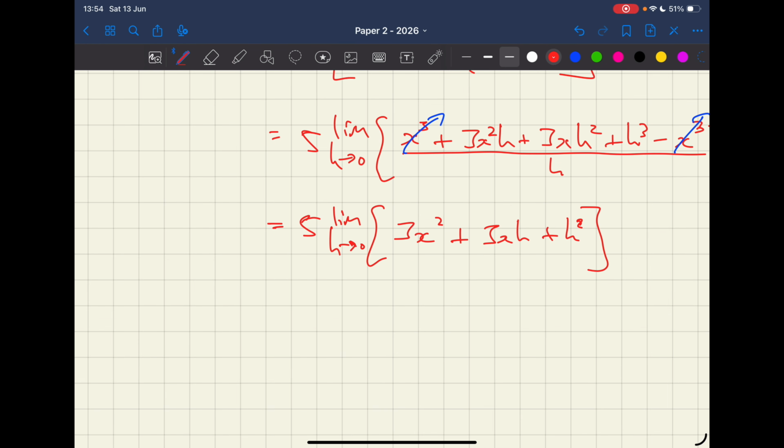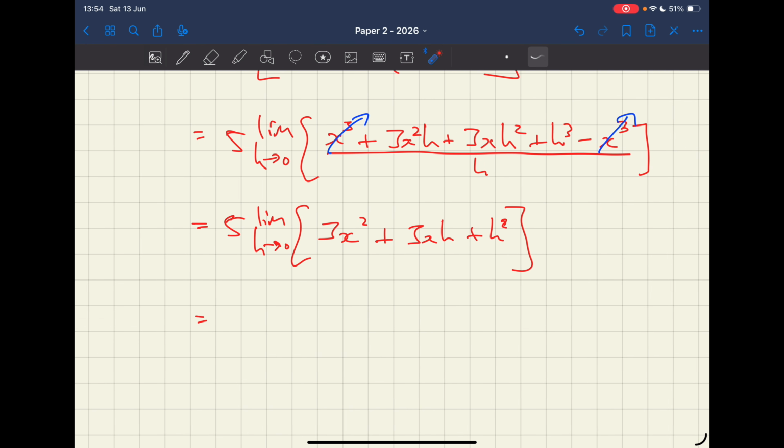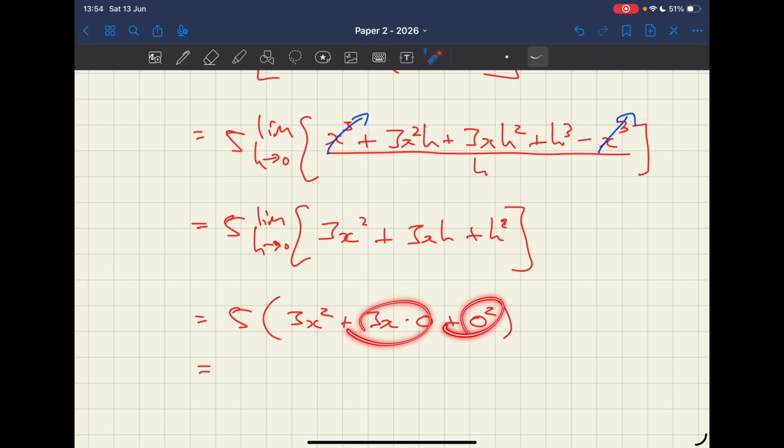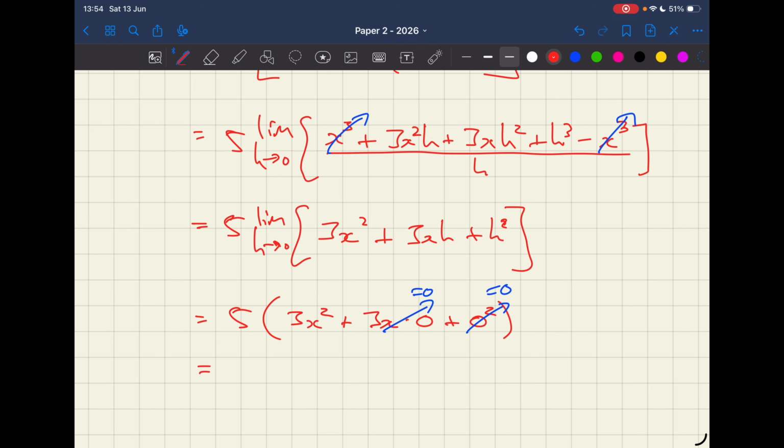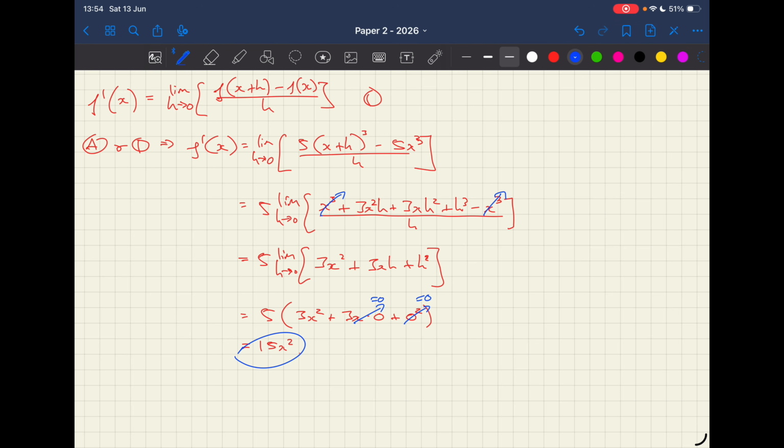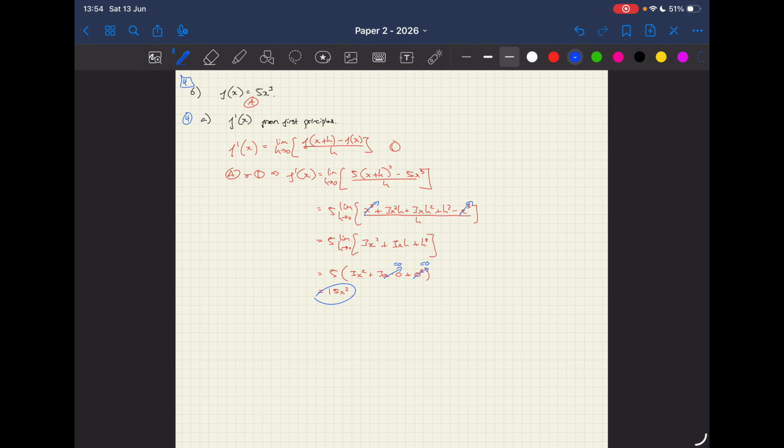So now, as we plug in that value of h, which we can do now, because at no point do we break the calculator, no math errors going on. As we do, what do we get? It's going to be 5 lots of 3x squared plus 3x times 0 plus 0 squared. That inside bracket, that's 0, that's 0. So what are we left over with? Just 3x squared times 5. 15x squared. All looks good to me.